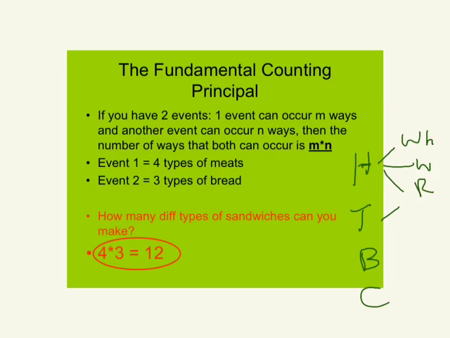And if you notice, if we made a tree diagram and looked at all the different combinations that you could possibly have, you would see that it would be the same thing, 12 options. So the fundamental counting principle tells us that if we want to find the total number of ways that something can occur, we take the first event times the second event.